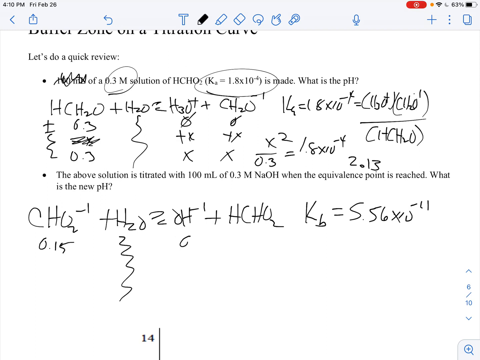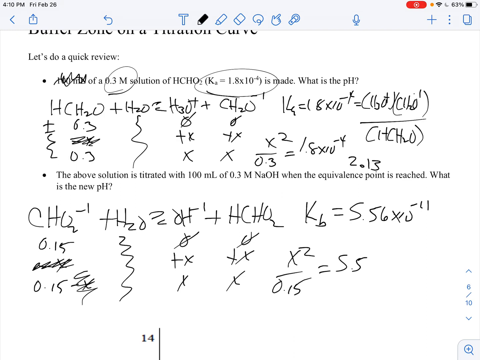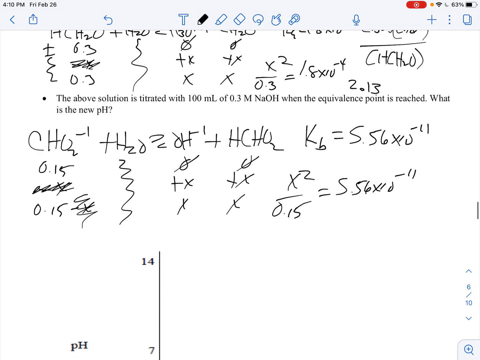And I've got a 0.15 and a 0 and a 0, and a minus x, plus x, plus x, and a 0.15 minus x, x, and x, except that I can get rid of this because it is unimportant. So I end up with x squared over 0.15 is equal to 5.56 times 10 to the negative 11th. So 0.15 times 5.56 times 10 to the negative 11th, and then I square root that, and I end up with x being 2.89. Oops, I must have done something wrong there.